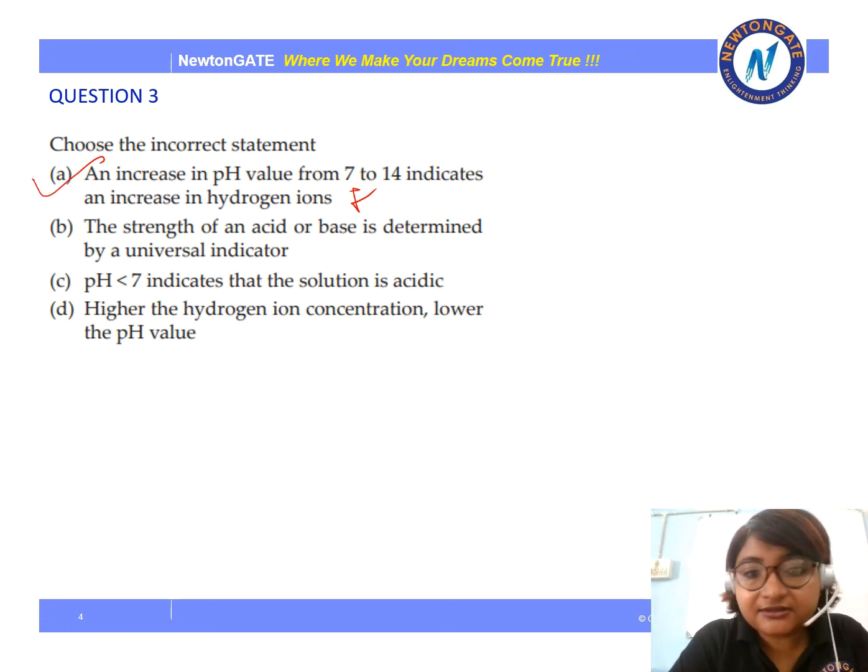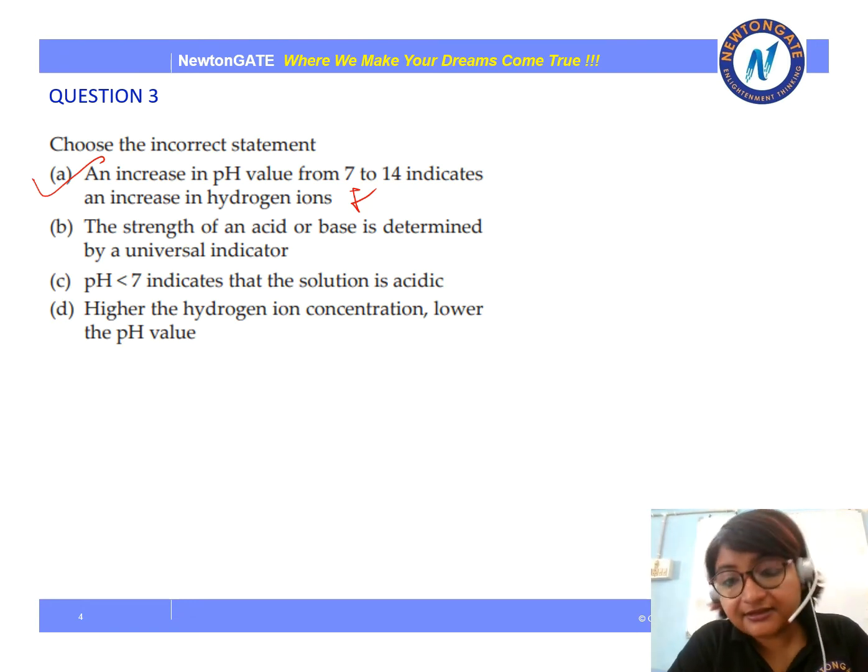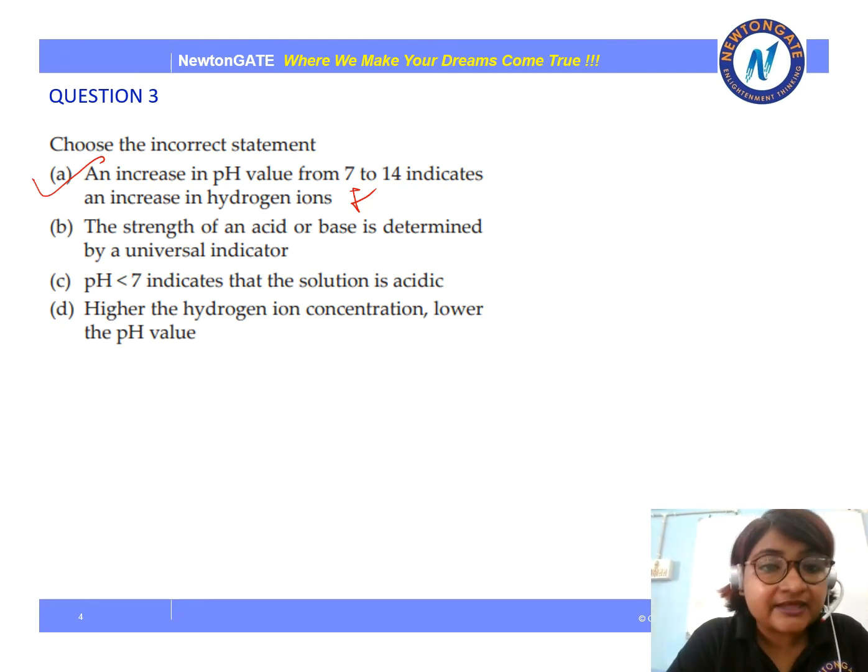You can read the other 3 options also. The strength of an acid or base is determined by a universal indicator. Yes. pH less than 7 indicates the solution is acidic. Of course, that's also correct. And higher the hydrogen ion concentration, lower the pH value. Yes, this is also correct.